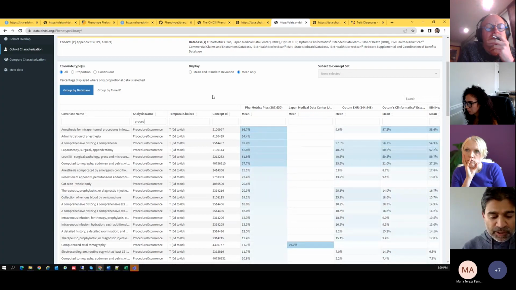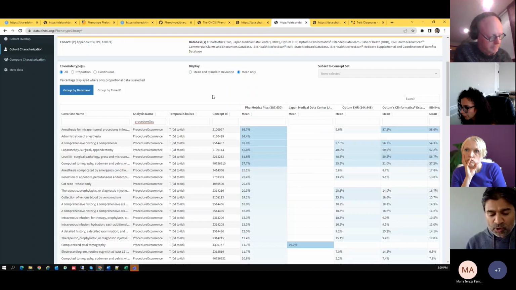In terms of the management, I find that 66% have administration of anesthesia, laparoscopic surgery, CT of the abdomen. All the top 10 covariates in natural order of sort in the claims data and the other data sources seem to be consistent with care patterns for appendicitis. Again, reinforcing my notion that these people have acute appendicitis.